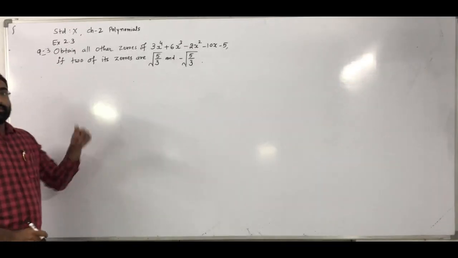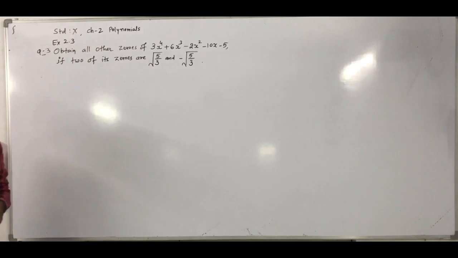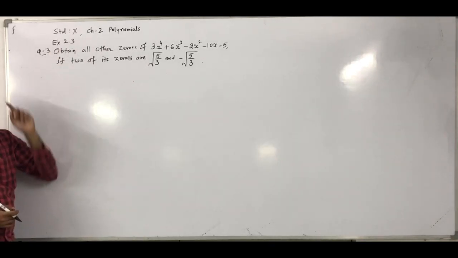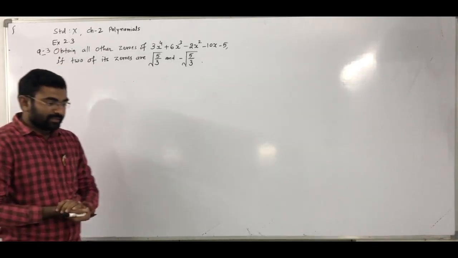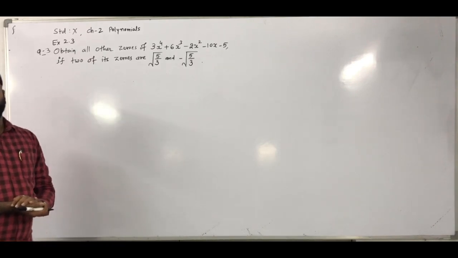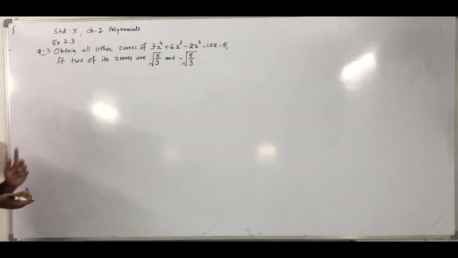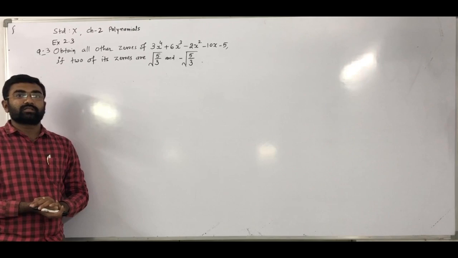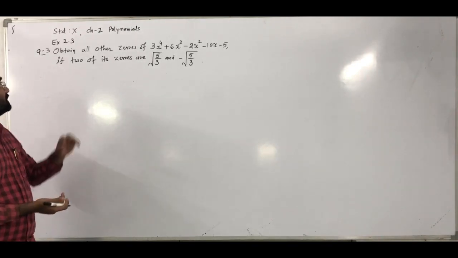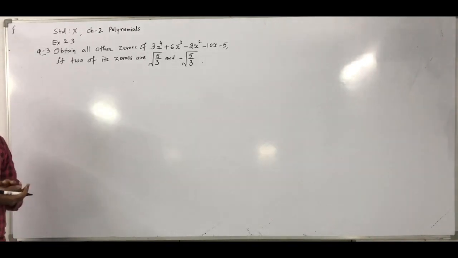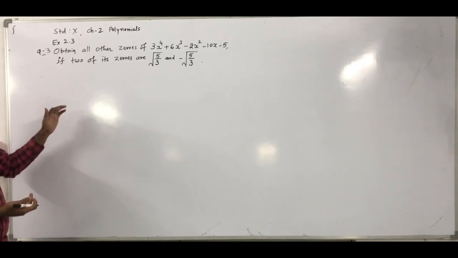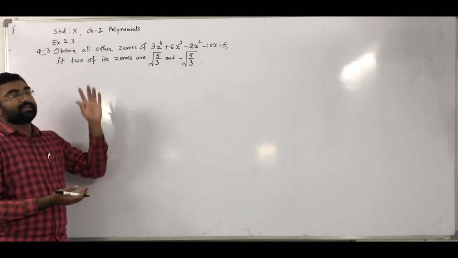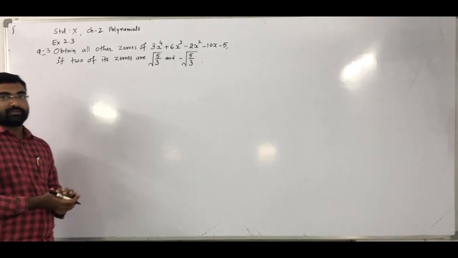Hello students. Standard 10, chapter number 2, polynomials, exercise 2.3, question number 3 we have to discuss. See, in every exam, most of the time from chapter number 2, a 3 marks question is asked. So that question number 3 is like a 3 marks question. Okay, and you have to do more and more practice of that type of sums so you get the 3 marks.